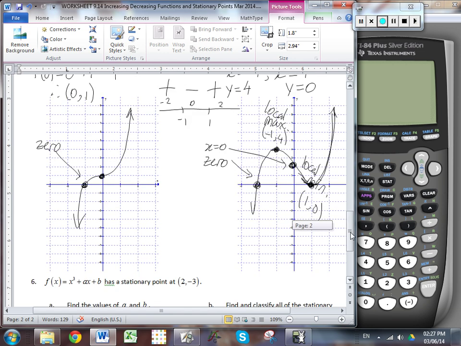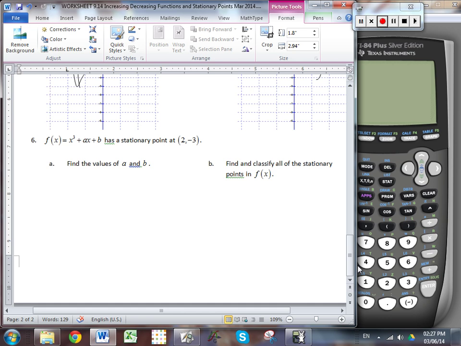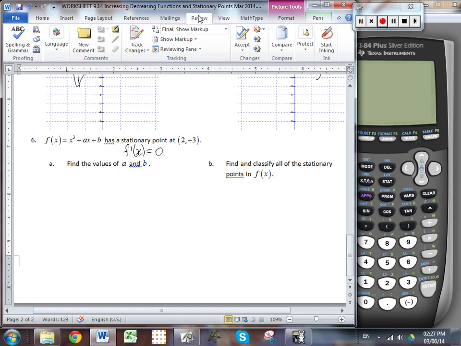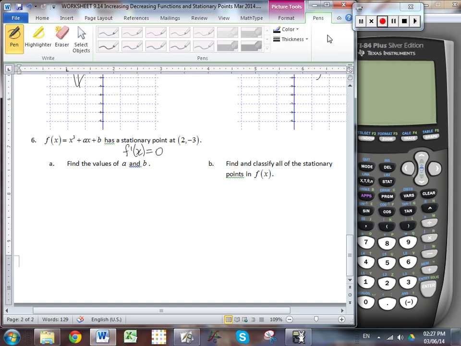Last question on this worksheet was number 6. We're told that this function has got a stationary point located right here. That means that when x is 2, we have a stationary point. Stationary point means that the derivative is equal to 0. We know that our derivative is going to occur when x is 2. That's when the derivative will equal 0.